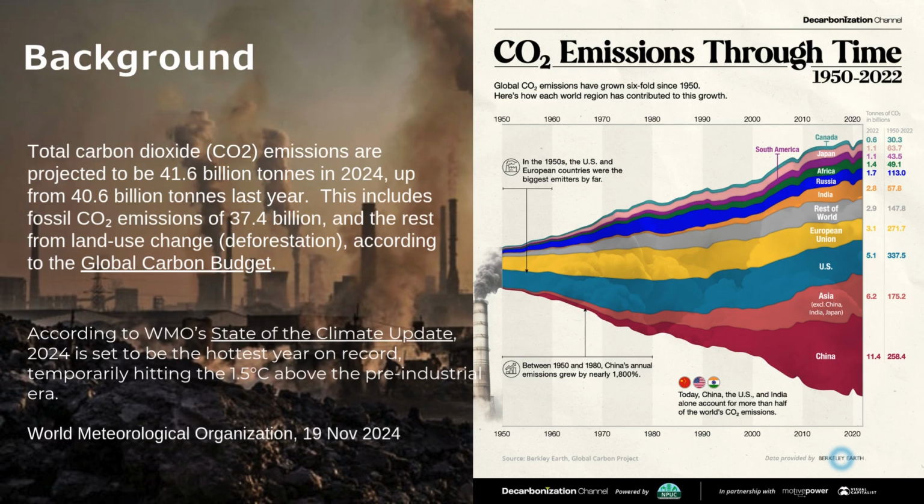Let's look at the numbers. Global carbon dioxide emissions reached 41.6 billion tons in 2024, according to the Global Carbon Budget, up from 40.6 billion tons the year before. 2024 is also expected to be the hottest year on record, reaching 1.5 degrees Celsius above pre-industrial levels. Historically, carbon dioxide emissions have increased sixfold since 1950.